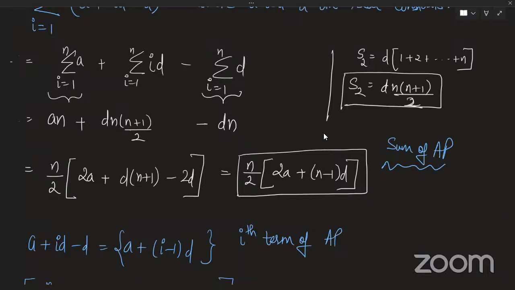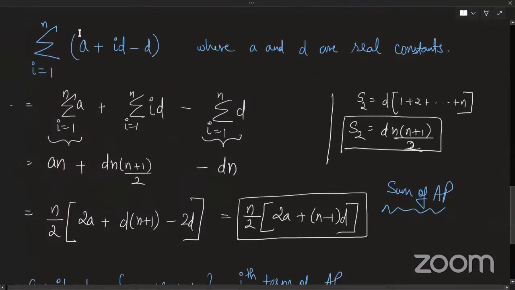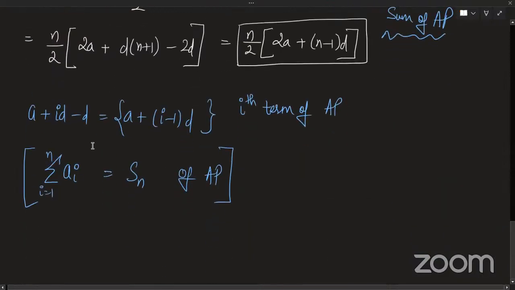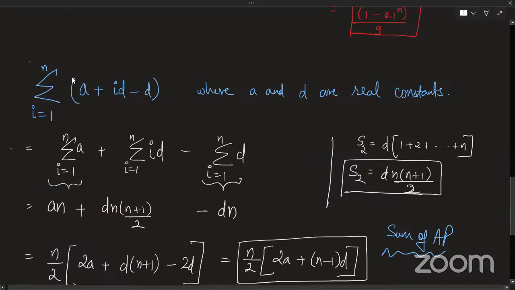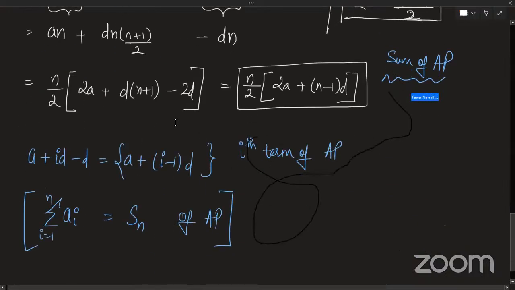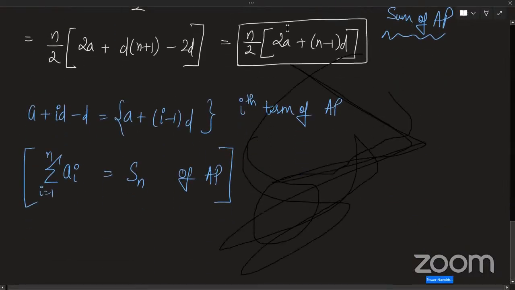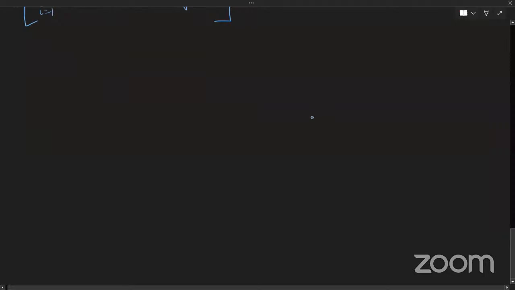I guess there are some new people in the class today. Okay, great. So what we have done is, using the sigma operator, I have derived to you the sum of AP also. Using the ith term of AP, which I have written inside the bracket, inside the sigma, and from that I have derived using summation only the sum of AP. Fine.